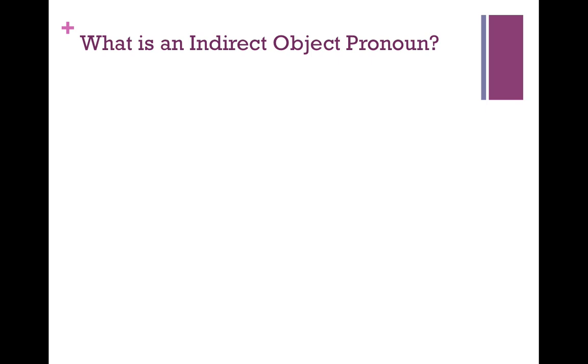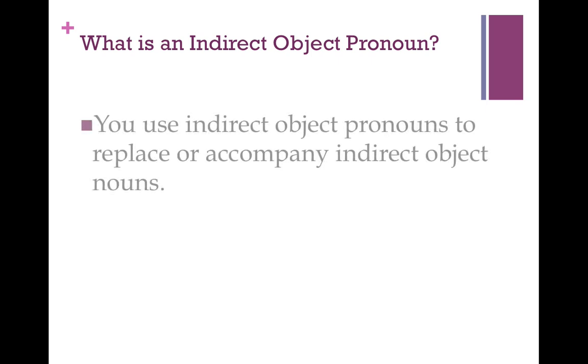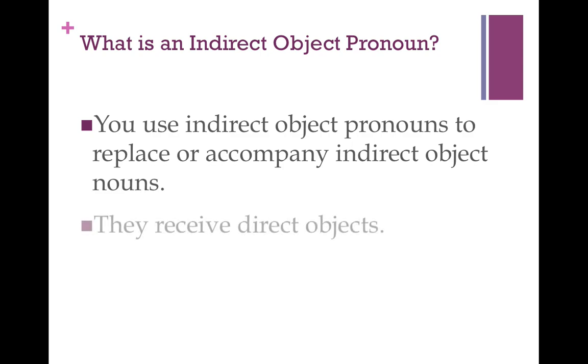The pronoun is going to replace or accompany the indirect object noun, so the actual indirect object. But the definition is they're receiving the direct objects. I said, please pass the tamales to me. Who's receiving the tamales? Me. That's what an indirect object is. They receive direct objects. And if you notice, they replace or accompany nouns, so the indirect object nouns.